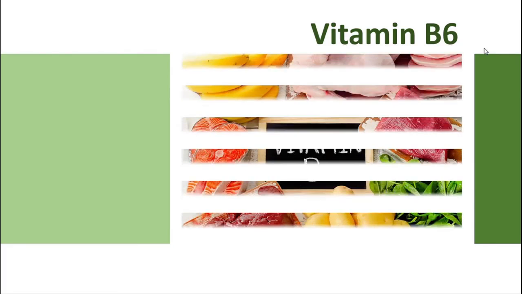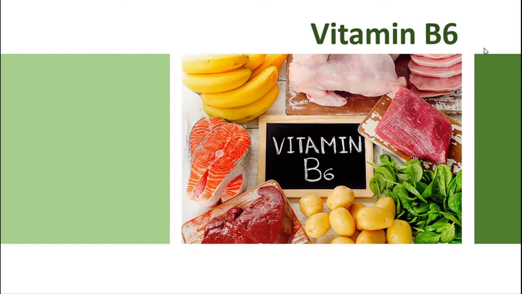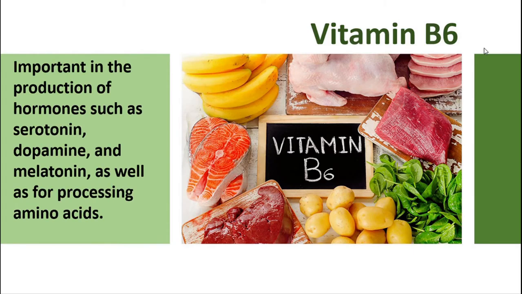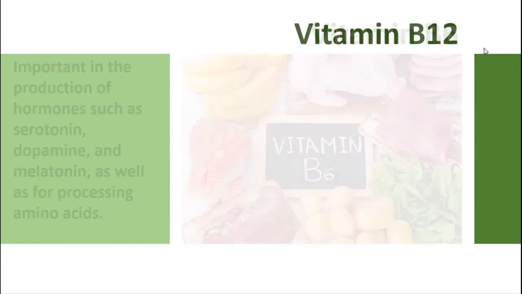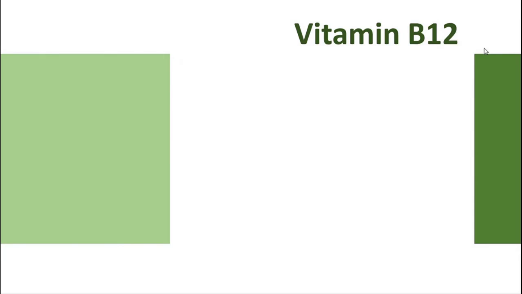Next we will talk about vitamin B6. Your body can get vitamin B6 from fish, meat, nuts, or banana. Vitamin B6 plays an important role in the production of hormones such as serotonin, dopamine, and melatonin, as well as for processing amino acids. And finally, vitamin B12.